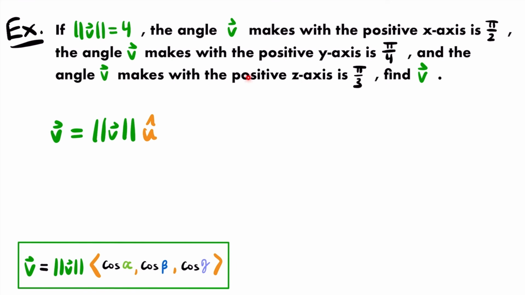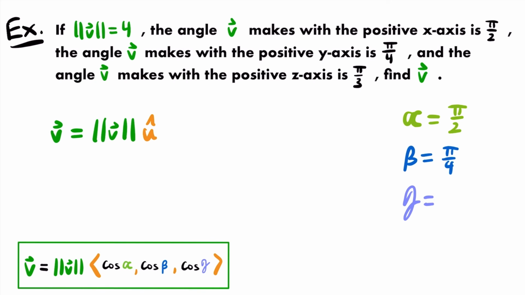And in this problem, we are given all 3 of those angles. We know what alpha is equal to, what beta is equal to, and what gamma is equal to. The angle that vector v makes with a positive x-axis is pi divided by 2. That's going to be angle alpha. The angle that the vector makes with the positive y-axis is pi divided by 4. That's beta.